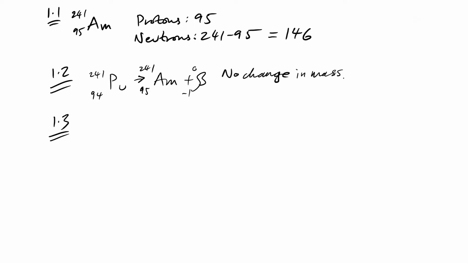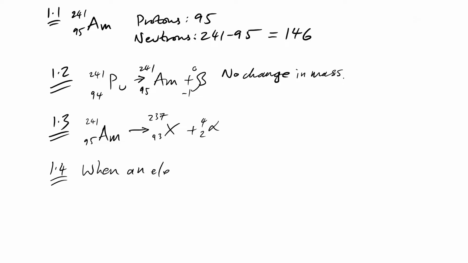Then we're told the americium decays by emitting alpha. So let's get our americium. We know that's decaying into mystery nucleus X plus an alpha particle, which we know is a helium nucleus. So just thinking about maths, we know the proton number left is going to be 93 and 237 for the mass. Easy so far.